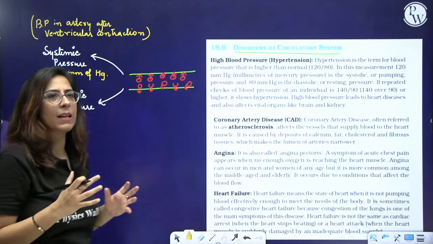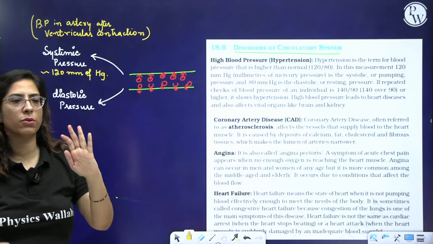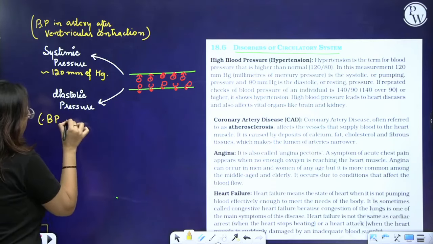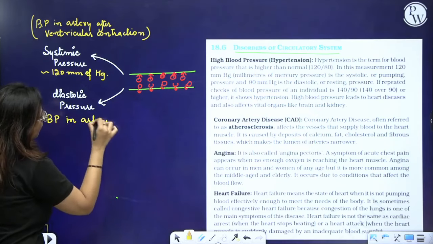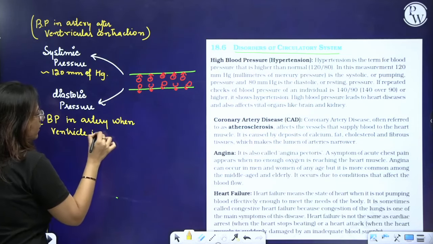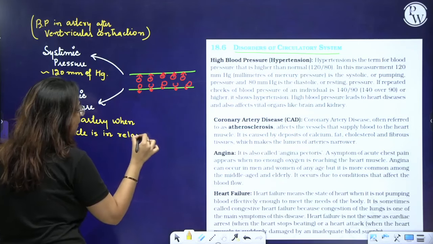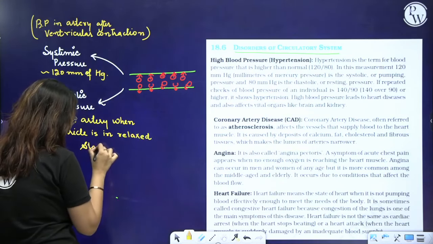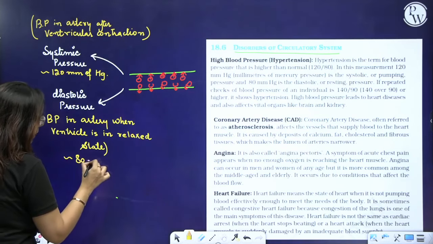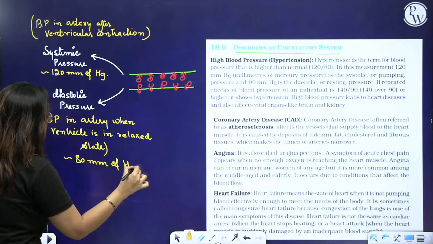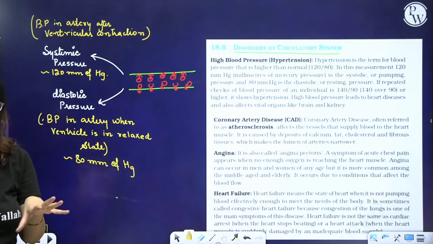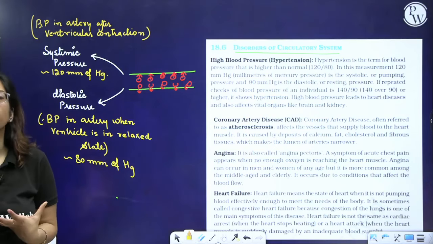Now, when the ventricle is relaxed, listen to the situation. That means the pressure in the arteries will be less. So the blood pressure in the artery when the ventricle is in a relaxed state is termed the diastolic pressure. And you know how much it is? It is around 80 mm of Hg. If there is any increase or decrease in this pressure, some heart condition is there. With age, this blood pressure increases because of many factors.